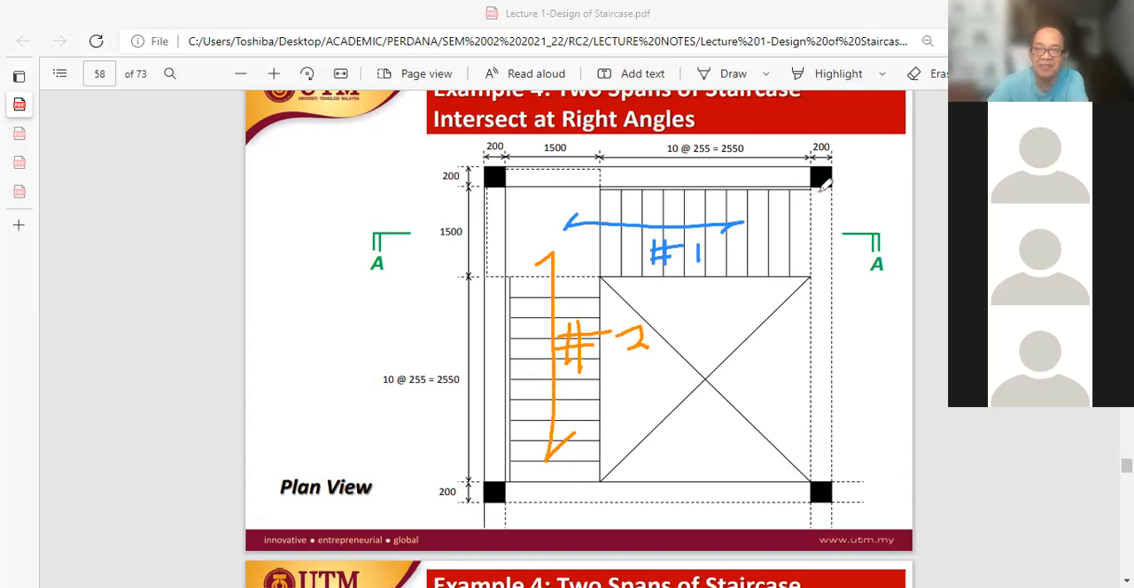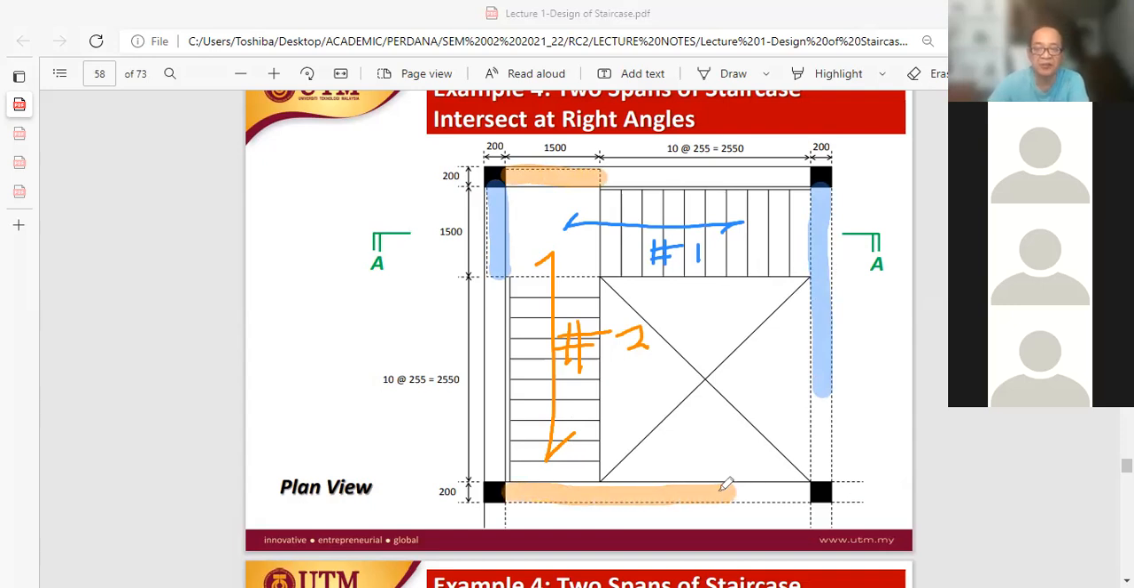There is a beam di sini. Dan juga there is a beam di sini. Dotted line tu, indicating there is a beam supporting flight number 1. Dan similarly, there are two beams supporting flight number 2.